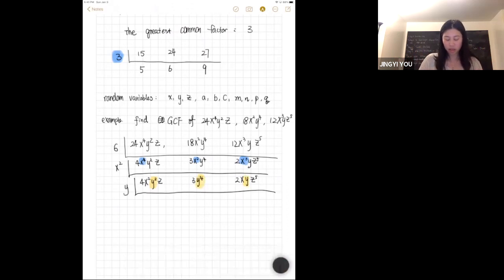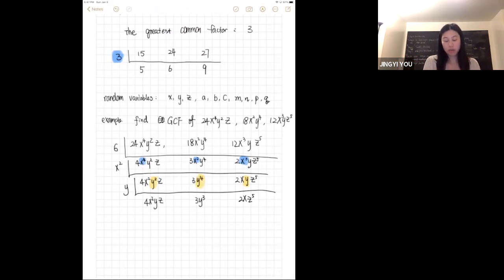So that means the first one, you have 4x squared times y and z, and 3y to the 4th divided by y. You have 3y cubed. And then you will have 2x z to the 5th. Because you only have 1y, you divide by y, you equal 1. So that's why it's 2x z to the 5th.